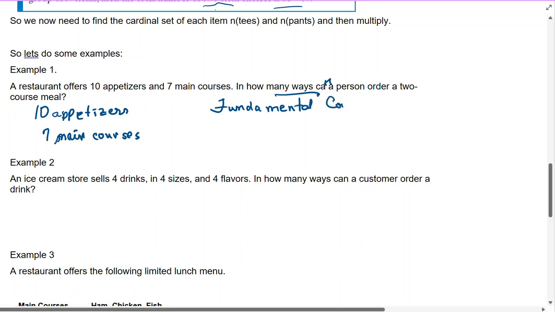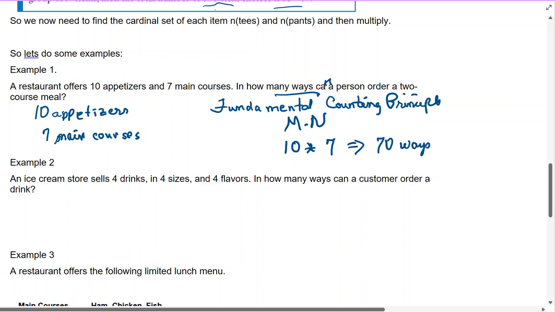to choose from 10 appetizers and 7 main courses. All right. So let's do another example. Easy, easy. Remember, you need to have more than one countable set of items.